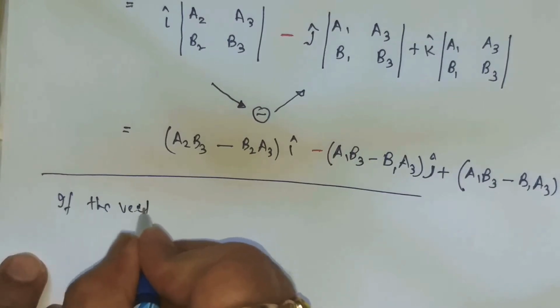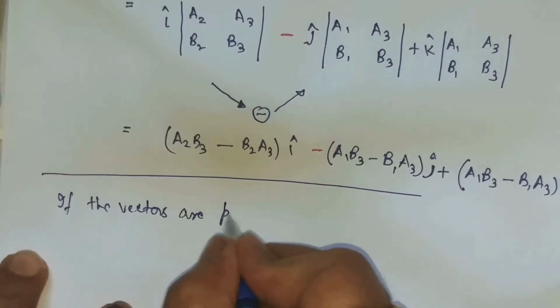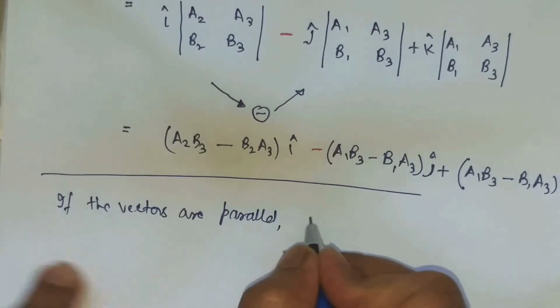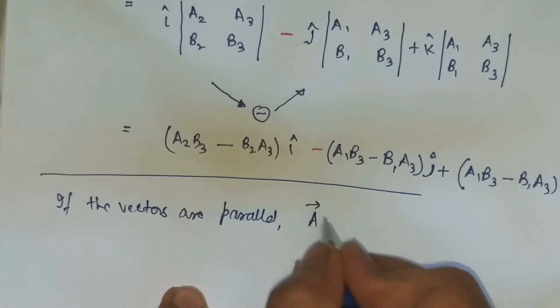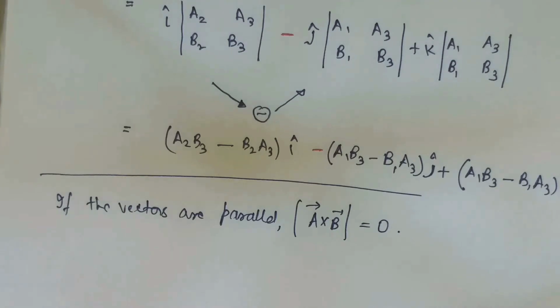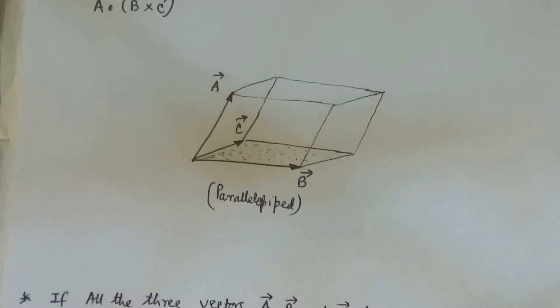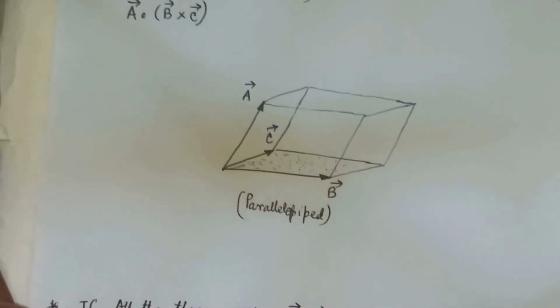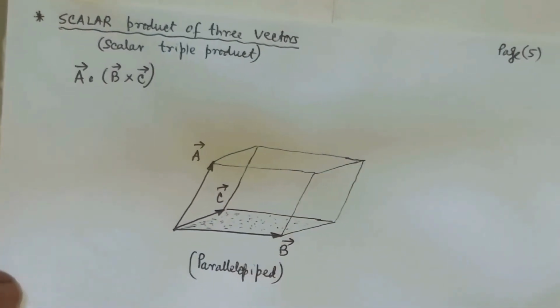if the vectors are parallel, that is having the same direction, then the cross product becomes 0, because sine theta is involved in cross product. Let's see the other one. The scalar product of three vectors, that is the scalar triple product.